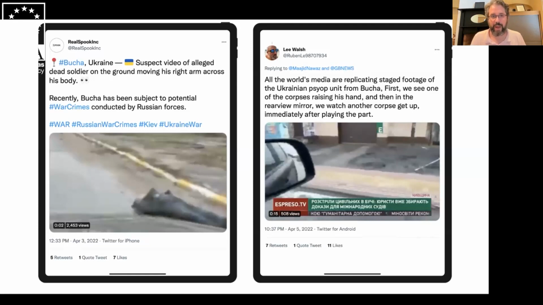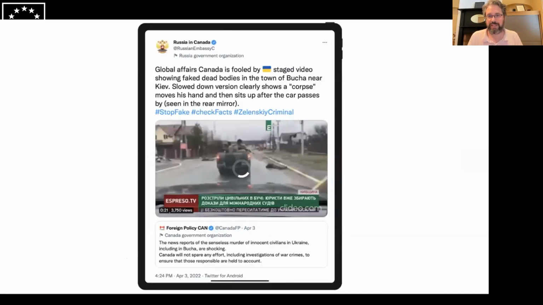Russian forces pulled out, and as Ukrainian forces moved in, there was video footage of bodies across the street, really terrible scenes. But immediately you had just random social media accounts like Real Spook Inc. and Lee Wash, just random people spreading disinformation, claiming that, for example, one of the bodies actually moved. You could see his arm moving across the body as the car drove by. And again, we had the Russian embassies picking this up and repeating these same claims.